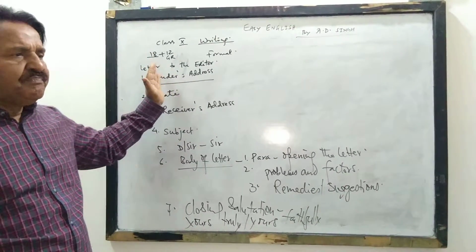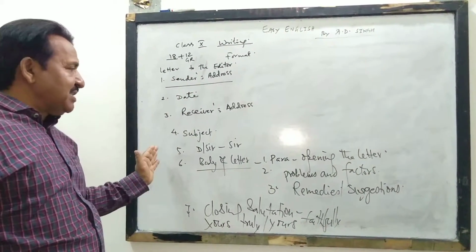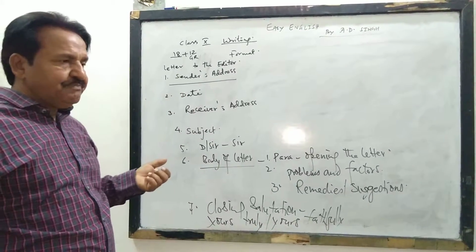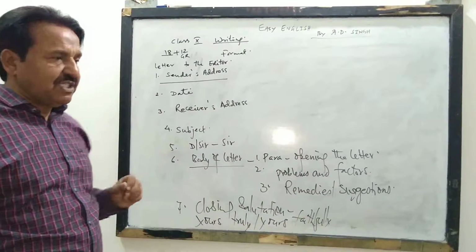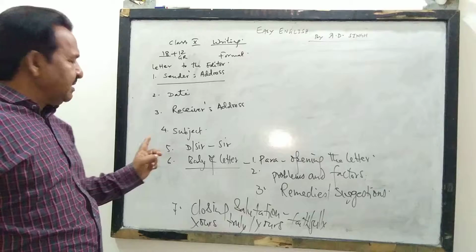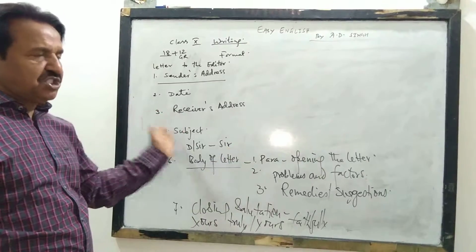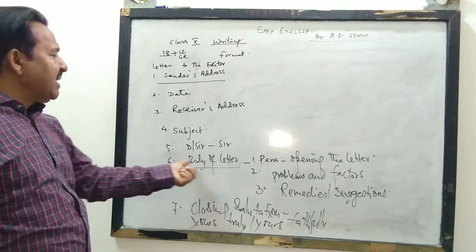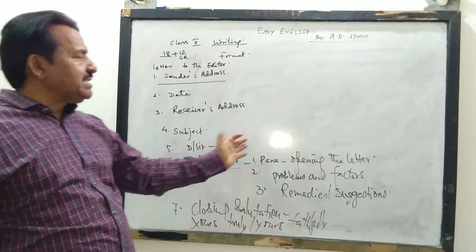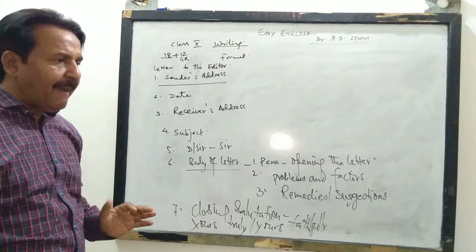What is the first one? And the left hand side, all left hand side. Then we write date. Then after that we write receiver's address. And then we write subject. Then we write opening salutation, sir or dear sir. Then we write body of the letter. Body of the letter is divided into 3 paragraphs. How many paragraphs? 3 paragraphs.